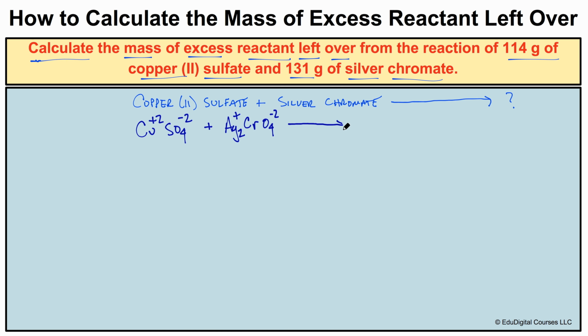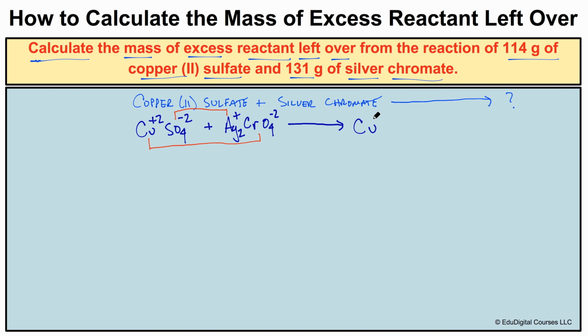So now, what are the products of this chemical reaction going to end up being? Well, if we take a look here, we know that positives and negatives attract. And so what's going to end up happening is that this copper ion here is going to want to bond with this chromate ion, and this silver ion here is going to want to bond with this sulfate ion, if we keep in mind that opposites attract. Opposite charges are going to be attracted to one another. So the two possible products of this chemical reaction are going to end up being copper 2 chromate.